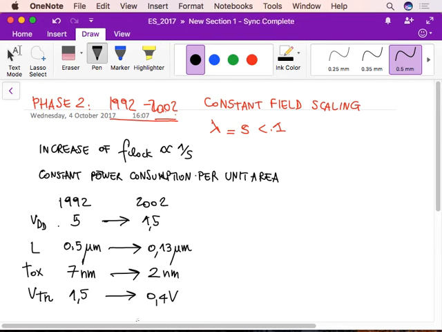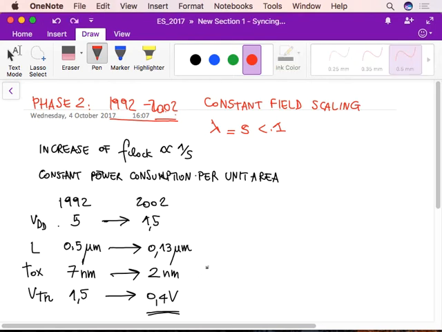Okay? So this was the situation at the start of the century, in 2002, more or less. Then at some point things started to change because there were some problems. It was not possible to continue this situation for a few reasons. Let me mention just a couple of them, the two most important ones. And one is this one.